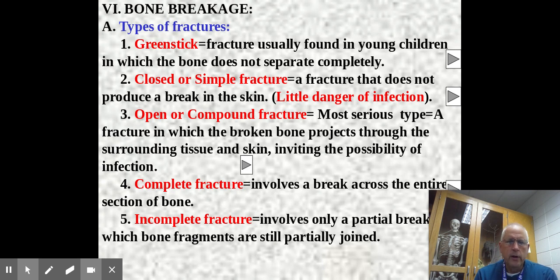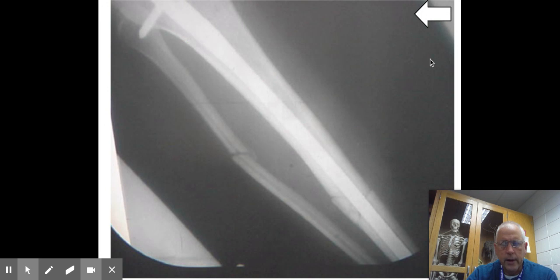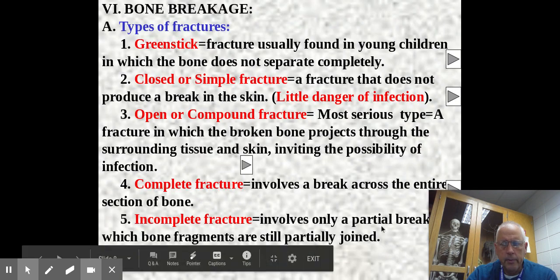Okay. So closed, open, and then sometimes we combine some terms with that. A complete fracture involves a break across the entire bone. That's something that's pretty common. There you go, across the entire bone. And then an incomplete fracture is going to be one where they stay attached. Okay, that's all that means.